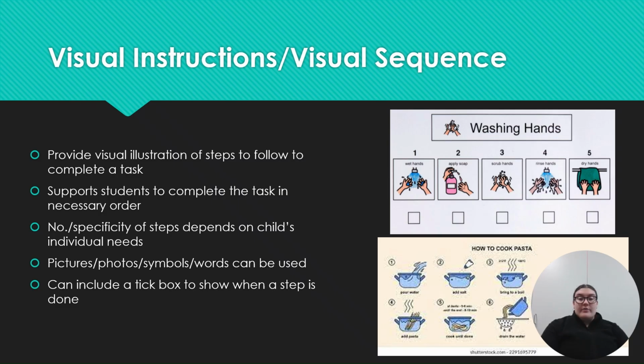The number of steps is really dictated by the task. Obviously, more complex tasks are going to require more steps, but also considering whether a student can follow and attend to 2 instructions at a time, or whether they need things broken down a lot further. Again, photos, pictures, symbols, words can be used really depending on the student and the situation. You might include a tick box or again a finished box when a step is completed, so a student can either cross it off or move it to the finished box so that they know where they're up to.